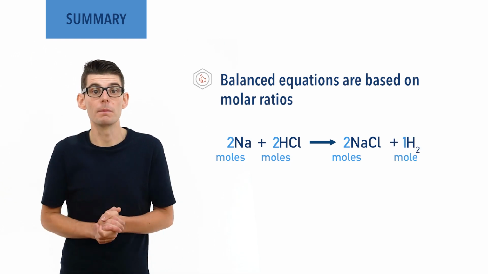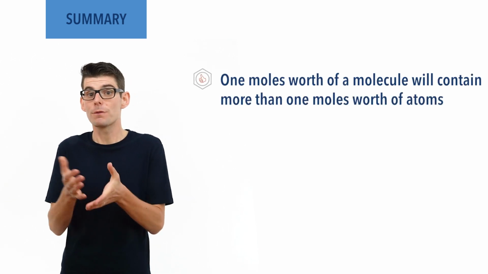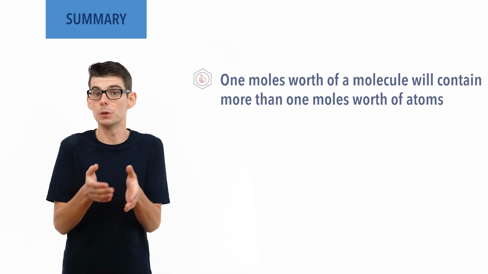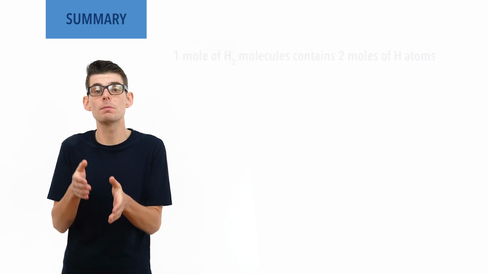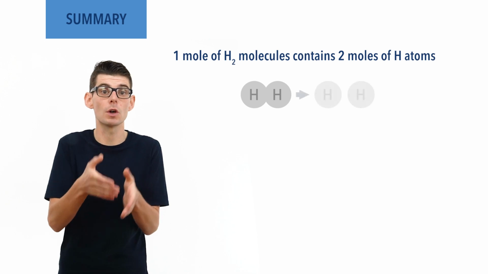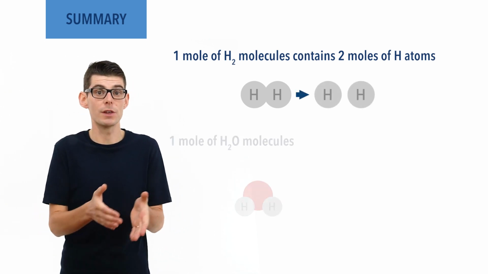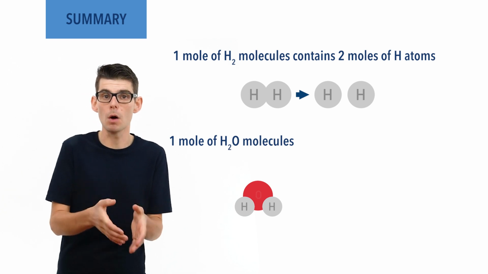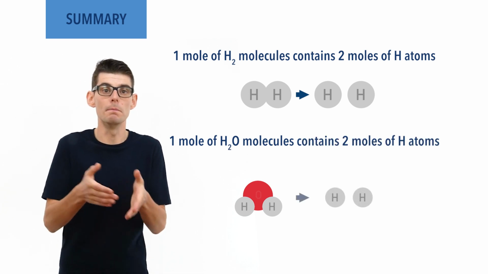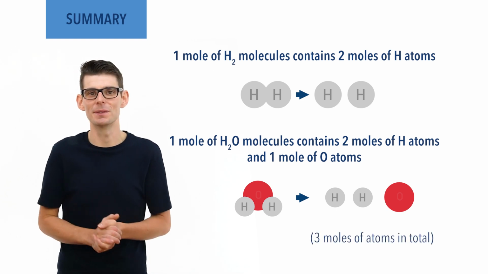1 mole's worth of a molecule will contain more than 1 mole's worth of atoms. For example, 1 mole of H2 gas molecules will contain 2 moles of hydrogen atoms, as each molecule contains 2 atoms of hydrogen. 1 mole's worth of water molecules, H2O, will contain 2 moles of hydrogen atoms and 1 mole of oxygen atoms. 3 moles worth of atoms in total.